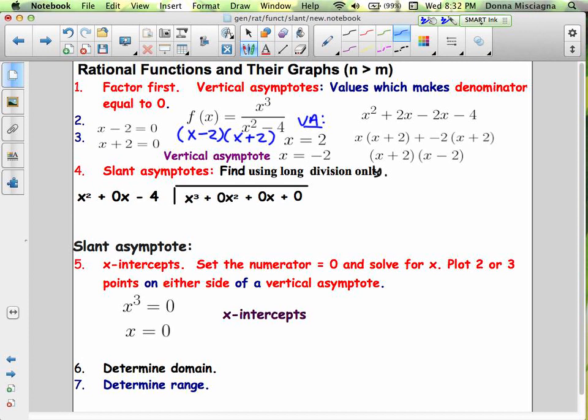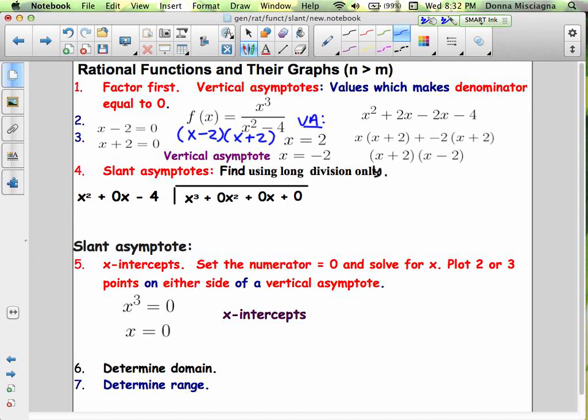Our divisor is also missing a term. We have an x squared, but notice we have no x. So that means we need to represent that x with a 0 coefficient. So we rewrite x squared minus 4 as x squared plus 0x minus 4. All right, so now we can begin long division.